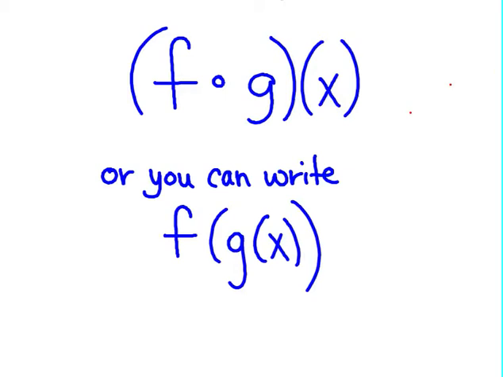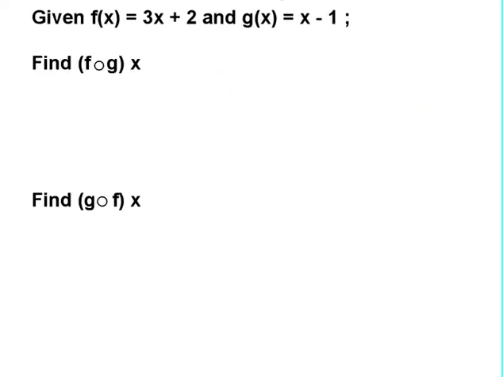All right, we're going to do compositions, and if you look at the notation there at the top of your screen, we read that f of g of x. When I see that, I like to rewrite it like the form on the bottom. Same thing, f of g of x. Now here's an example. It gives us f of x and g of x.